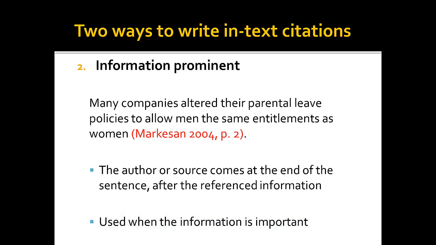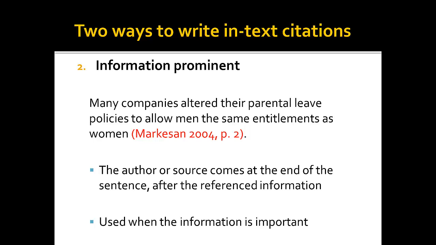Okay, so another way to write in-text citations is to write them as information prominent citations. So here's an example. The information comes first. Many companies altered their parental leave policies to allow men the same entitlements as women. Then we have the author, the year, and the page number. So that comes after the referenced information. And this is used when the information is important, more important than who said it. And in scientific and technical fields, these tend to be used more often, but it's not always the case.